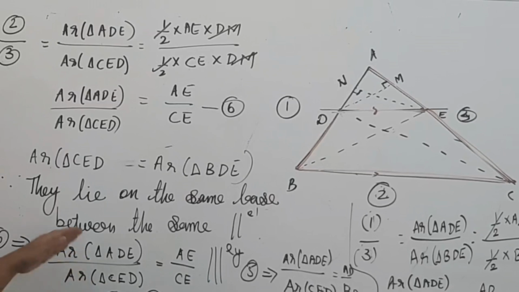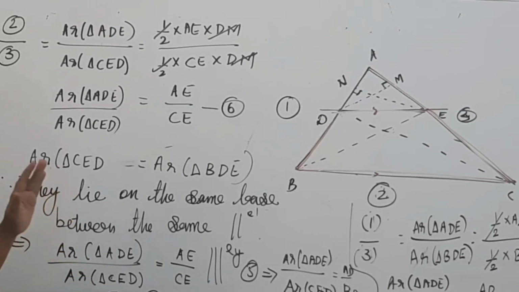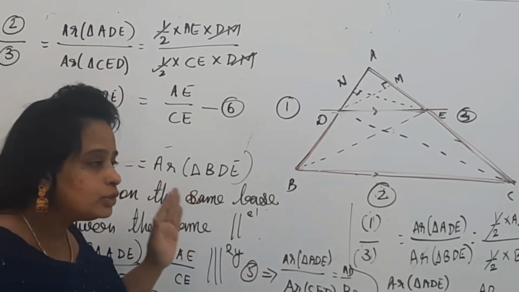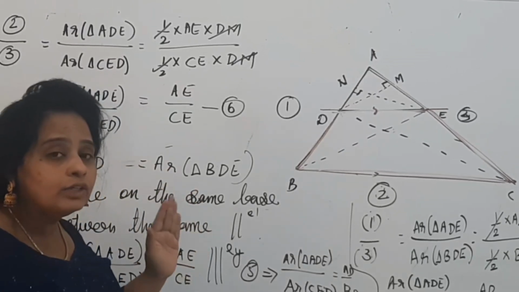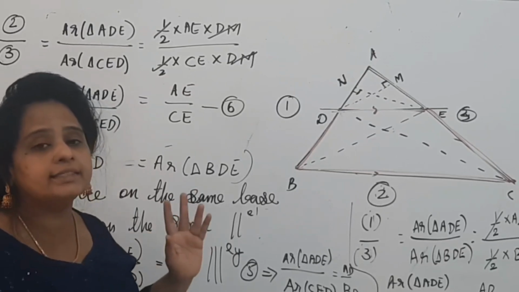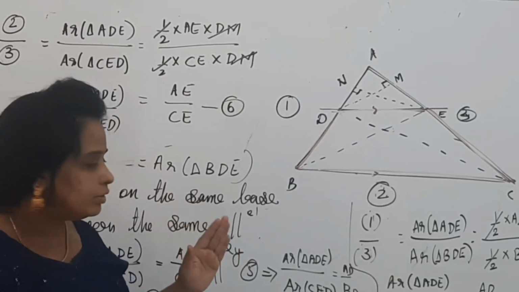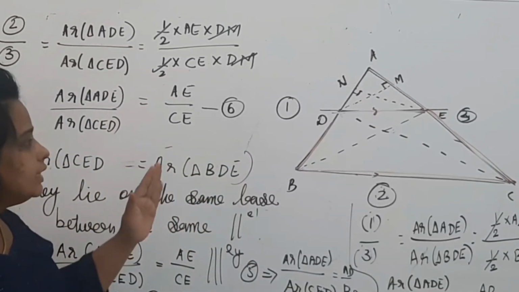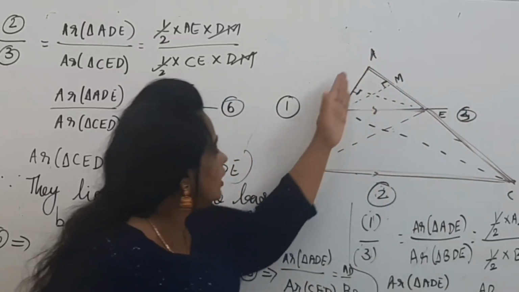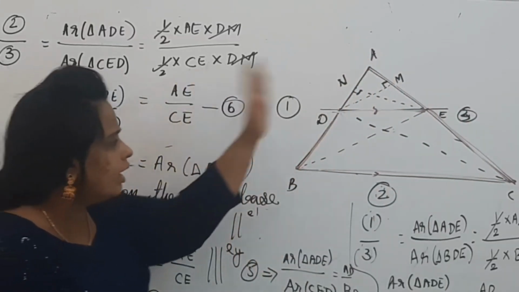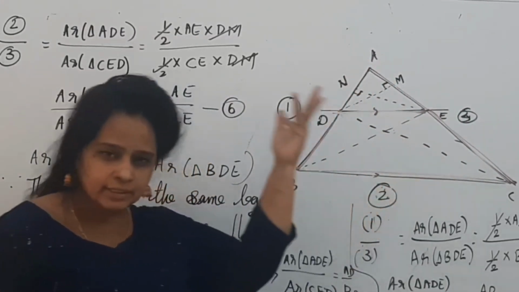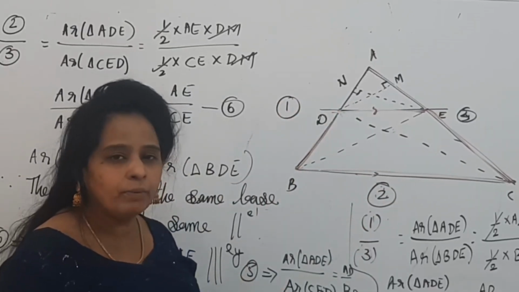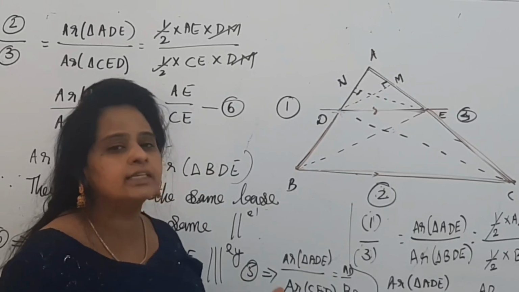prove in our theorem, that is, the line drawn parallel to one side of a triangle to intersect the other two sides, then the other two sides are divided in the same ratio. That is the theorem statement. So I have to prove they are in the same ratio, and I prove AE by CE is equal to AD by BD. You can write it another way also, AD by BD is equal to AE by CE. So hence the proof of the Thales theorem. Hope everyone understood this theorem with this explanation.